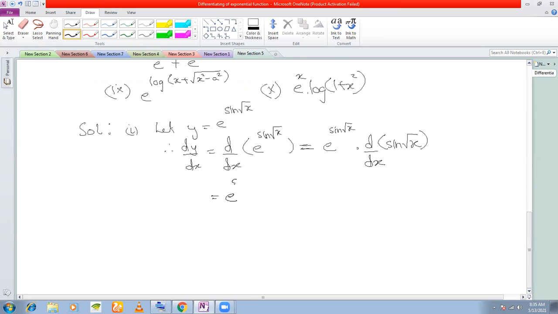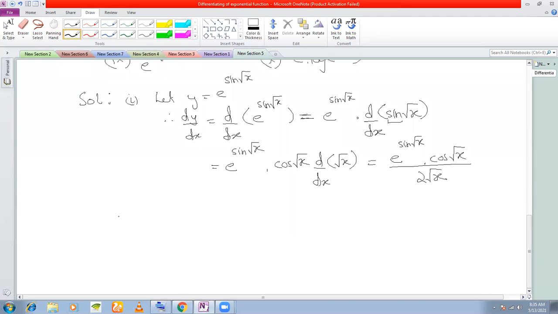So e to the power of sine root x into, now we differentiate sine root x. How do you differentiate sine root x? First we differentiate sine, cos root x, into the d dx of root x, right? And finally you have e to the power of sine root x into cos root x, and you know the differentiation of root x to be 1 by 2 root x. So you simply get divided by 2 root x.